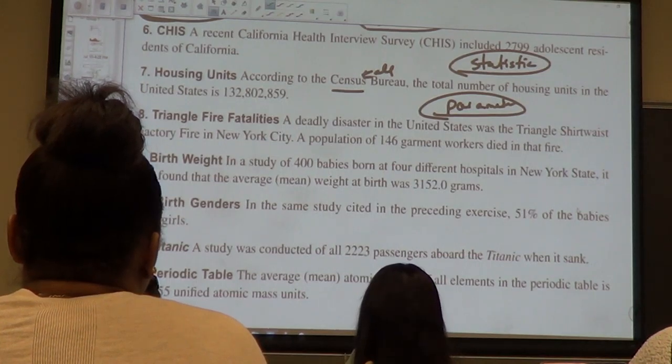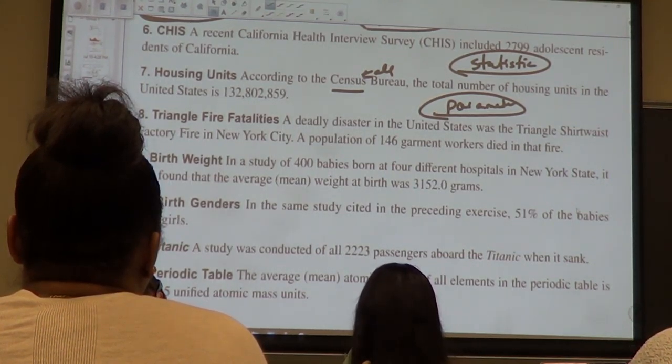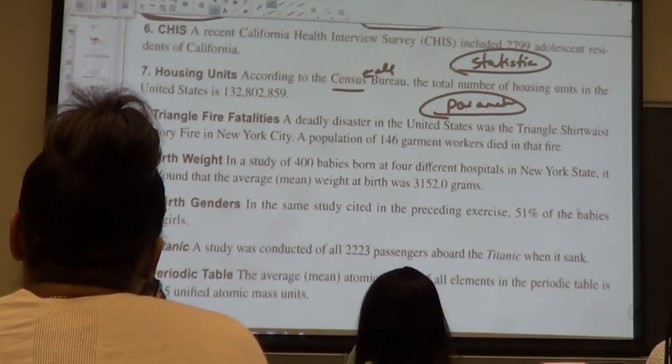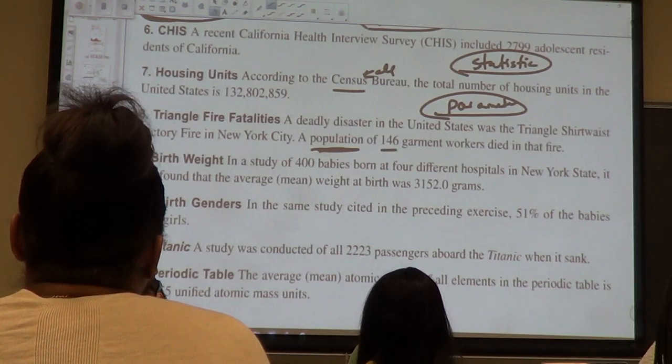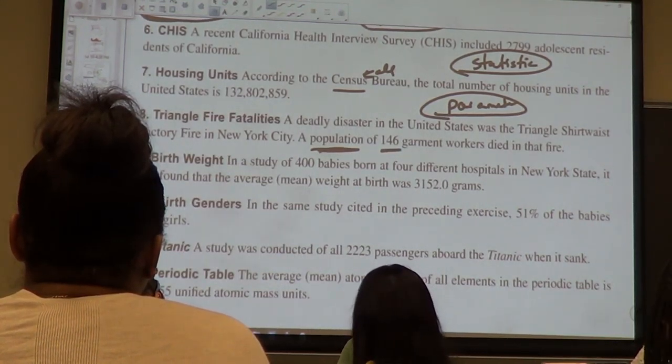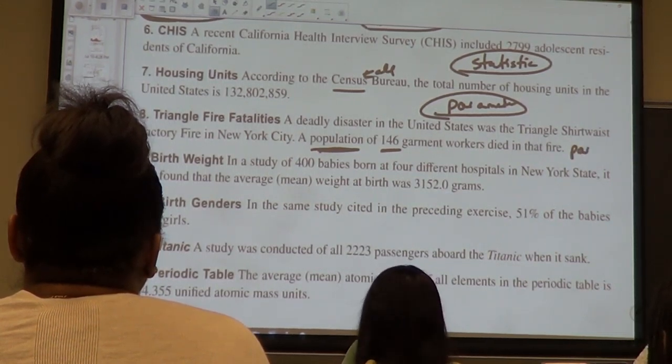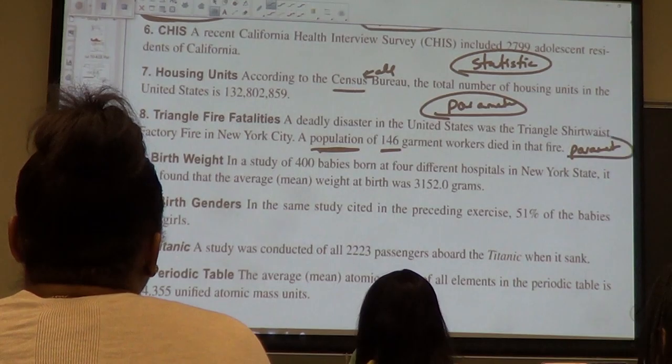What do you say for 8? Good. I have a lot of people that see 146 and they say, oh, they asked 146 people. But it says the population is 146. So they're telling you that everybody, the all, is 146. So that is going to be a parameter. That one I thought was kind of tough.